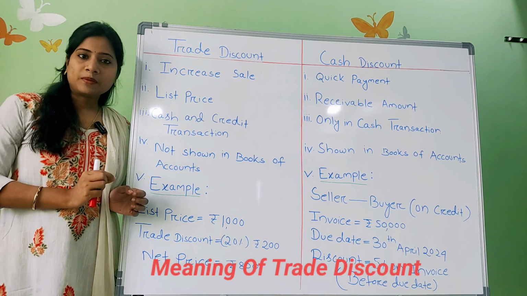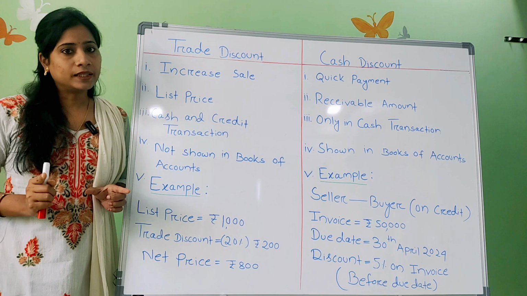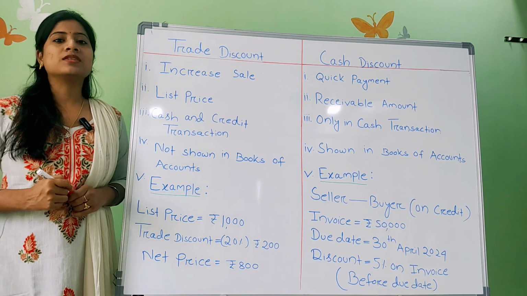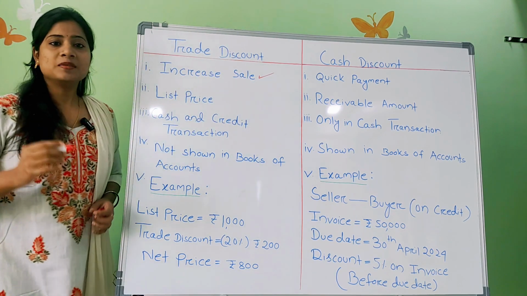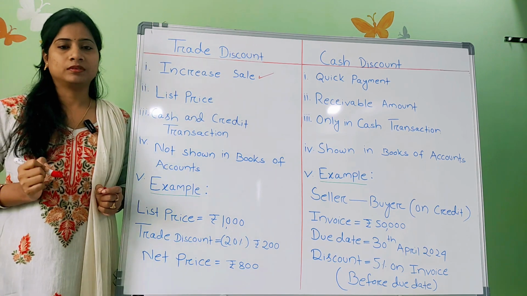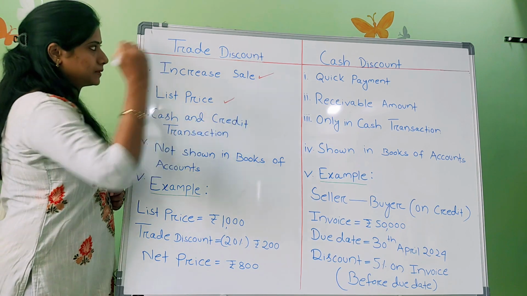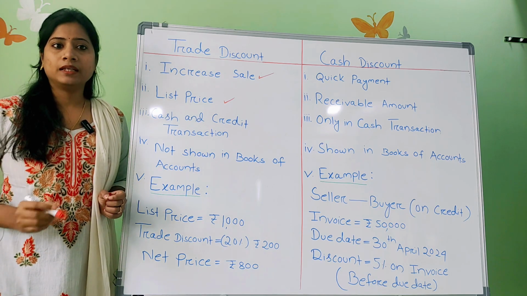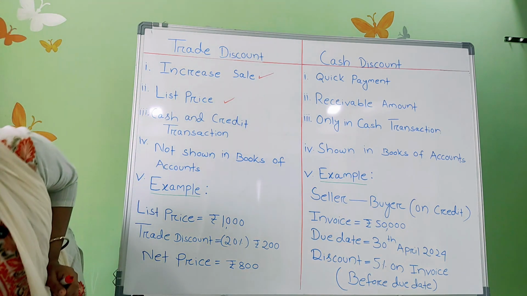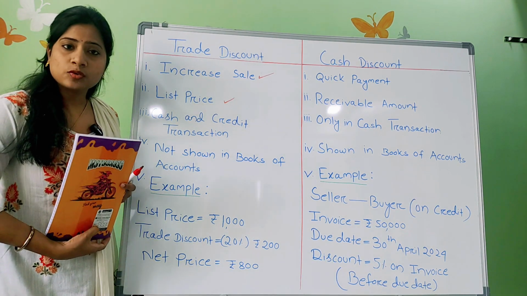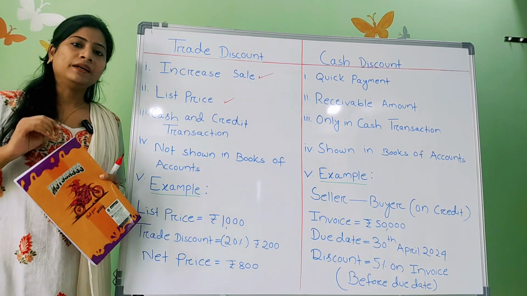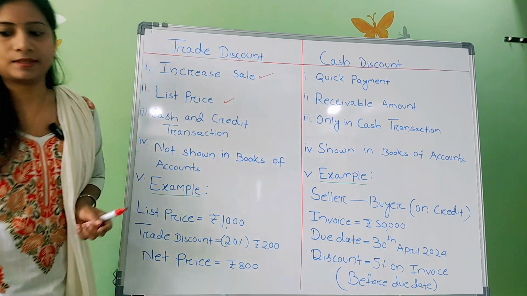Trade discount is given by the seller to the buyer at the time of purchase of goods. Okay, and the main motive of trade discount is to increase sale. Selling product in bulk quantity is the main objective of trade discount. Okay, second point is list price. Trade discount is always given on list price. List price means marked price or retail price. You can see here MRP is rupees 35. This is called marked price or list price. Okay, and trade discount is always given on list price.